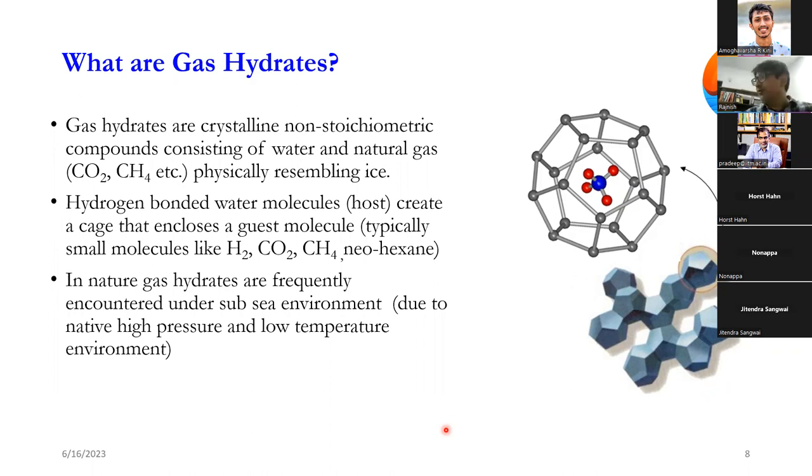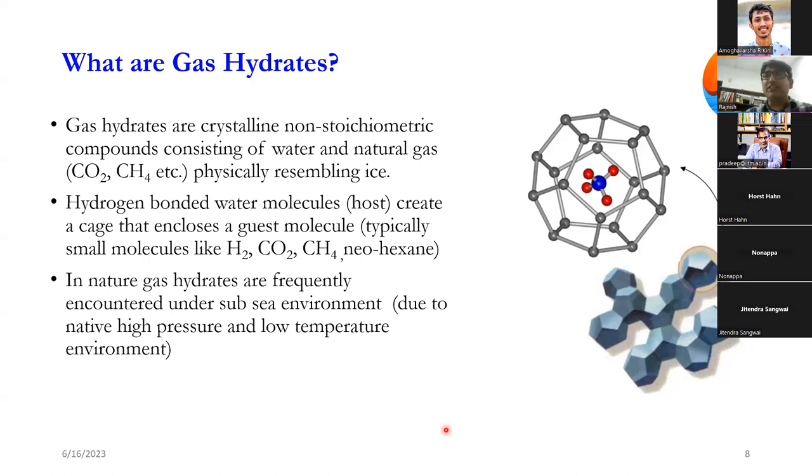All kinds of gases form hydrates depending upon their size and interaction with water molecules. They form hydrates at different temperature and pressure conditions. The other advantage of forming hydrates is that, unlike ice, which requires you to form it at 0 degrees centigrade or below, hydrates can form even at room temperature if you have sufficient pressure.